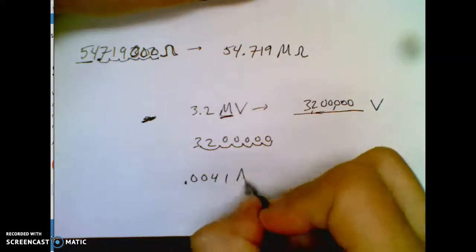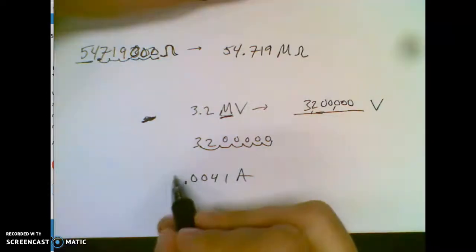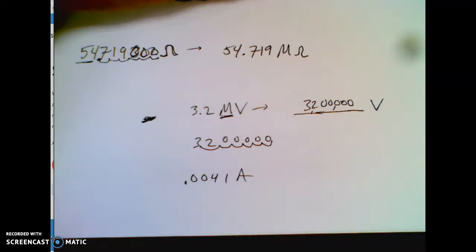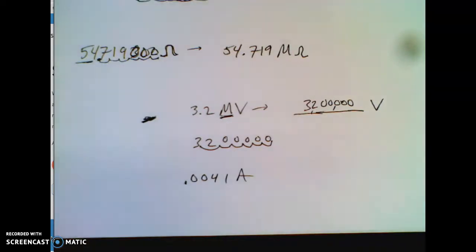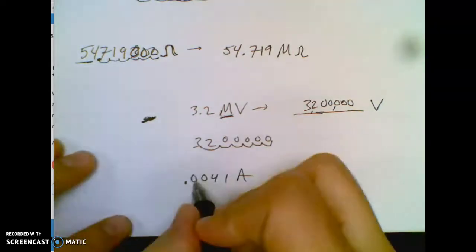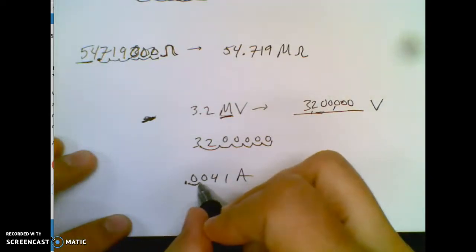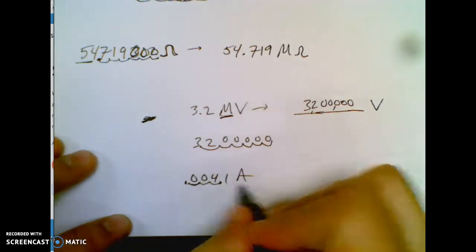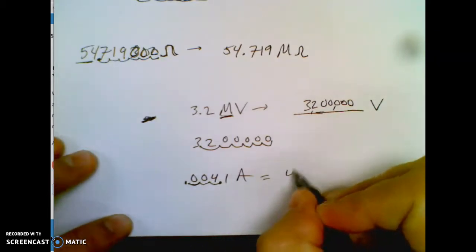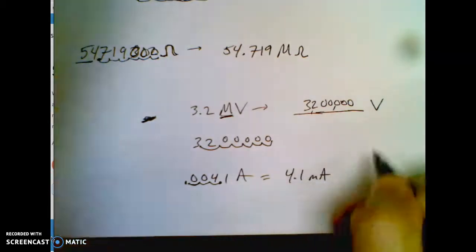Or if you had a really tiny number, let's say I had 0.0041 amps. Okay, I need to move this till it's a number between 1 and 999. Well, let's do this one, then one in reverse. 1, 2, 3. So if I'm leaving my answer, it's 4.1 milliamps, because milli is 3 in the small direction.